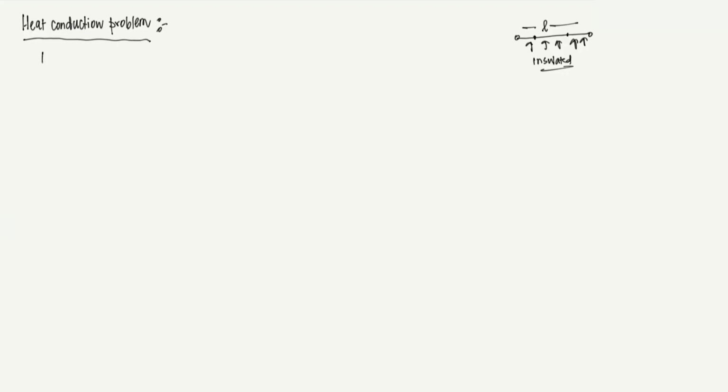Then the temperature distribution of the rod is given by this equation. Let me write down the equation: u_t equals a constant k times u_xx. This is one dimensional, since we are assuming it is thin enough that we can treat it as one dimensional.